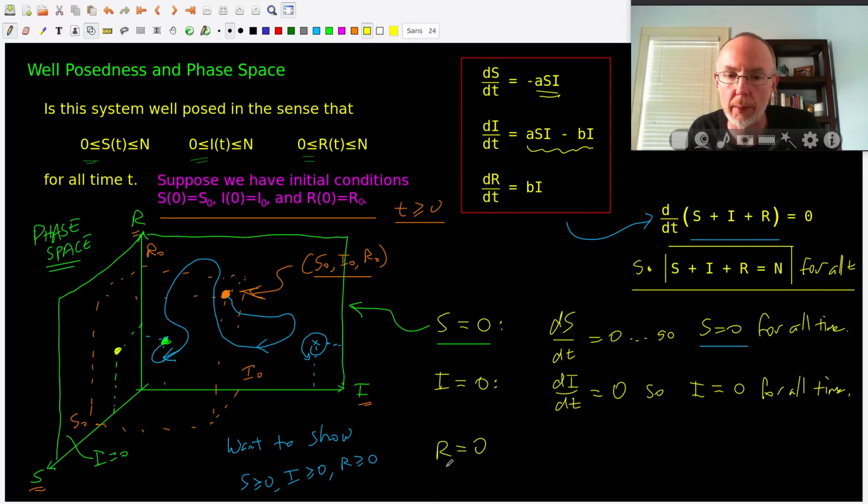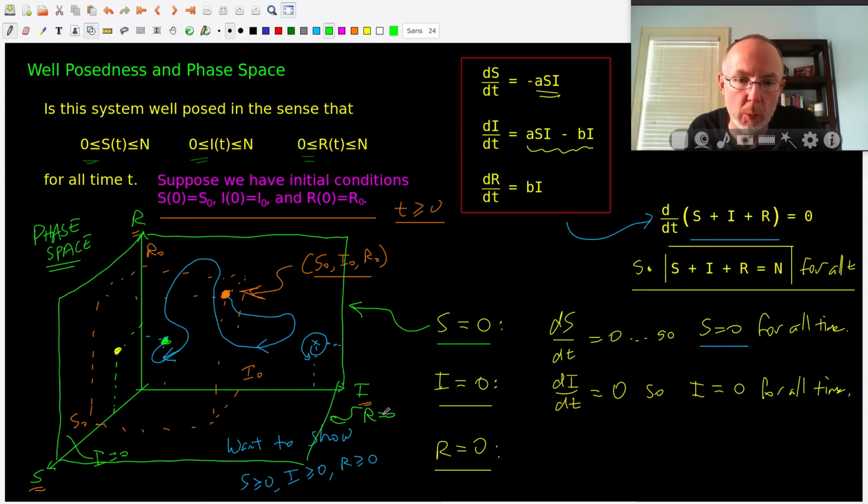So what about the last one? We now know that the number of susceptibles can't be 0, and the number of infecteds can't be 0. What about the number of removed? Well, the number of removed equal to 0 means being on the floor down here. This plane down here is where the number of removed is equal to 0. So I'm talking about some point literally there. If the number of removed is 0, the rate of change of the number of removed is going to be b times I. B is a positive number, because we defined that in the model. I is a positive number because we just said it can't be negative.